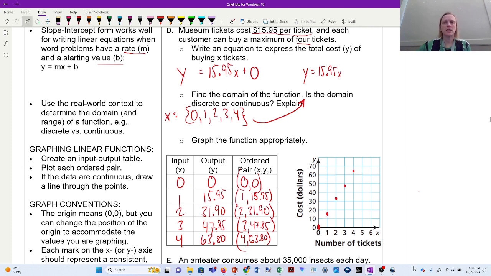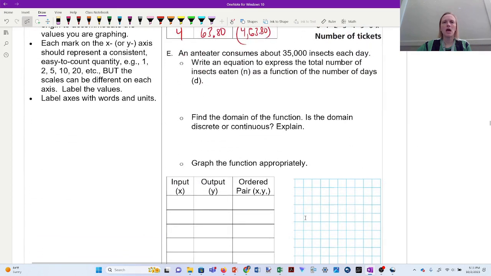Let's look at one more example. An anteater consumes about 35,000 insects each day. Write an equation to express the total number of insects eaten as a function of the number of days. So I want to know the total number of insects eaten in terms of my y equals mx plus b.